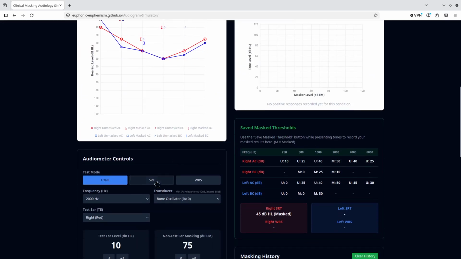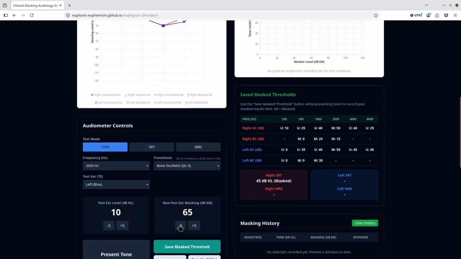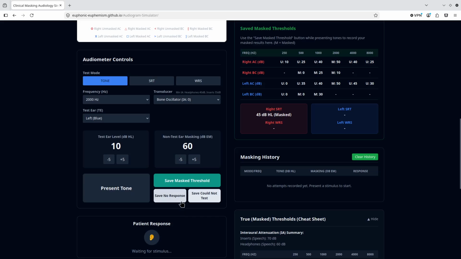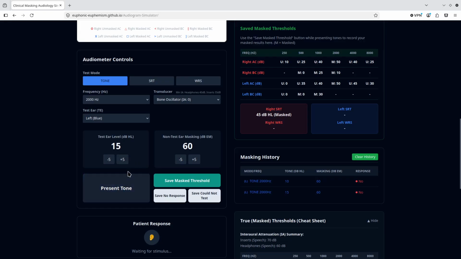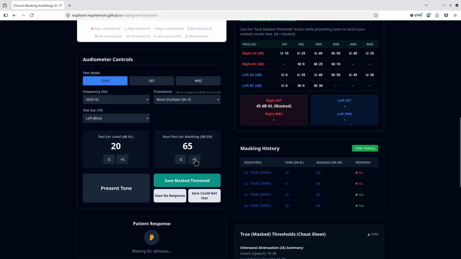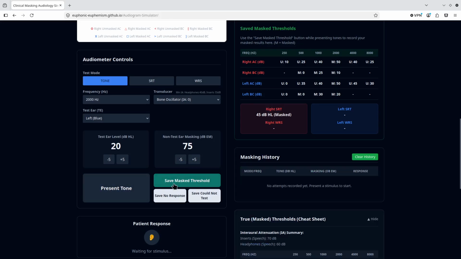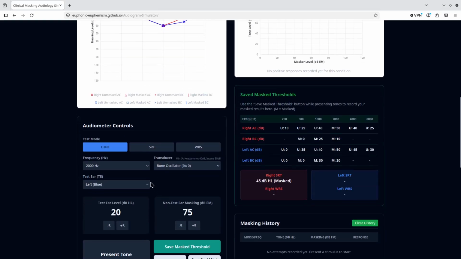Now we're going to move to the left ear, starting at 10 dB above the air conduction threshold. This time we're not going to add the safety factor, we're not going to add the occlusion effect, because we know there's a high risk of crossover. So we're going to present the tone, no response, up on the tone, no response, up on the tone, response, up on the masker, response, up on the masker, response, up on the masker, response, we plateaued, we saved. So we're good there.